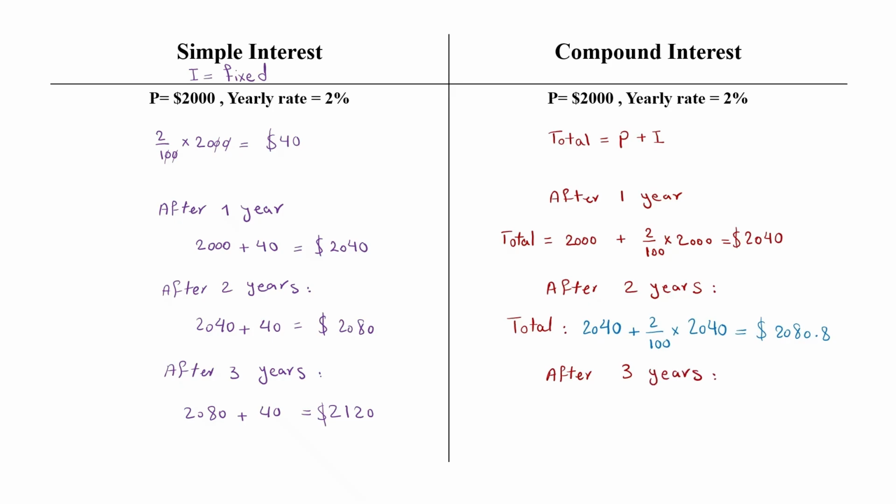as I told you, look at the previous year. So your total would be 2080.8 plus 2 over 100 times 2080.8, which is equal to $2,122.4. Now you can answer me this question. If you want to invest, which one do you choose?